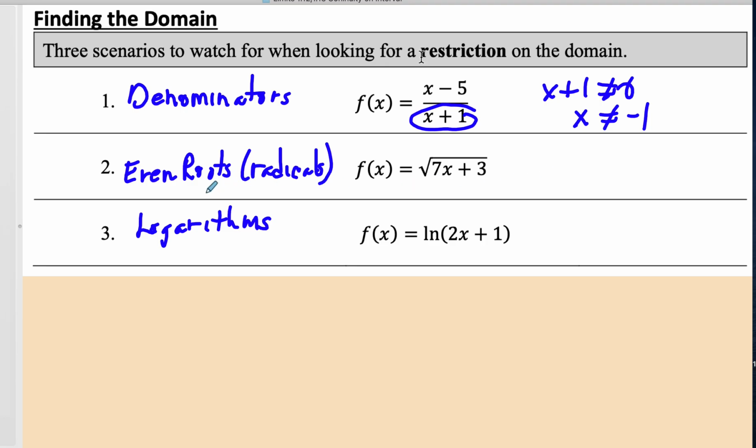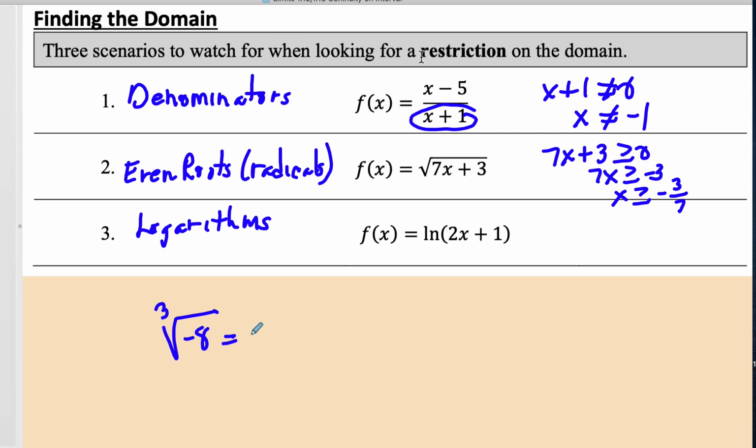Another one is even roots. Under a square root, fourth root, or sixth root, the argument, the expression under the root, has to be greater or equal to 0. So in this case, x has to be greater or equal to -3/7. For a cube root, we are allowed to put a negative number, and a negative number comes out. It's only even roots that we need to be alerted about.